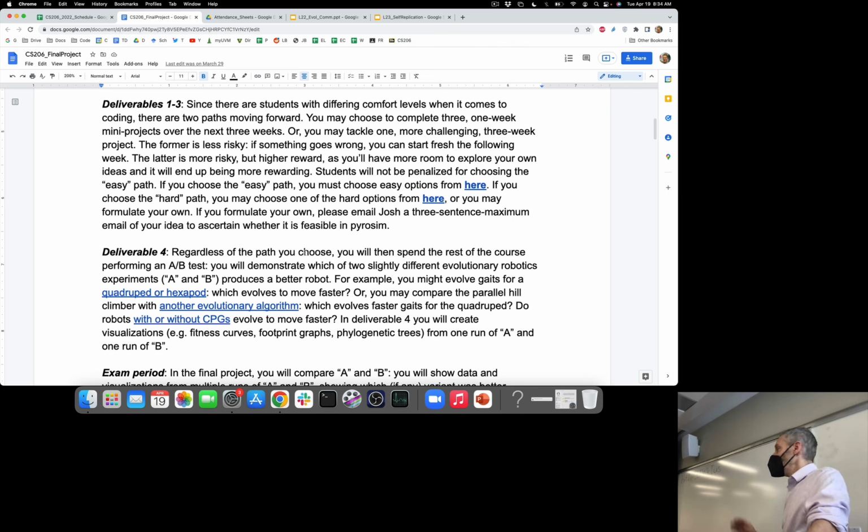Changing the neural architecture for a jumping robot, it's not immediately obvious that hidden neurons or recurrent connections or self-connections might facilitate the evolution of jumping. That would be a much better A-B test. Hopefully some of you already have an idea about what your A and B test is going to be. If you still haven't converged on an idea, contact me or Krishna, and we can give you some guidance on what makes for a good A and B test. Any questions about that?